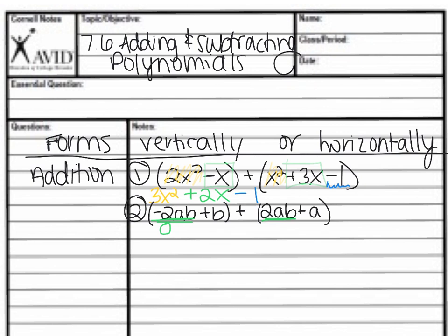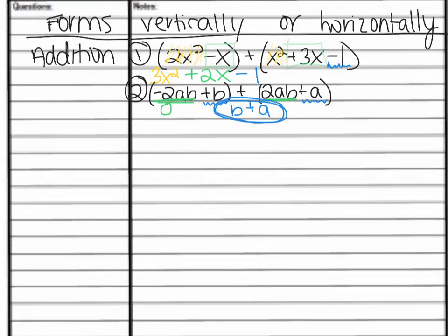So I don't need that part of my solution. Now I'm going to see if there's any other like terms. I have a plus b and a plus a. They're not like terms, but I will still put them as b plus a. So b plus a is my solution. All right, now I'm going to try some vertically. So let me get my black.